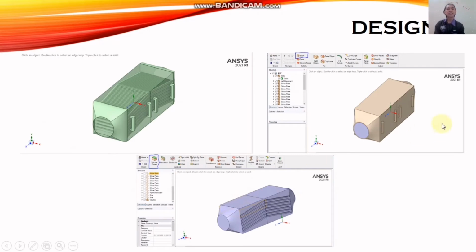Okay, this is the design of the desiccant, the geometry, and this is when we do stitching to stitch all the surfaces to become a combined solid. And then this is the total volume of the air inside the desiccant.